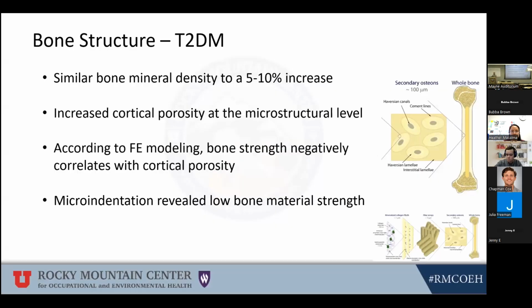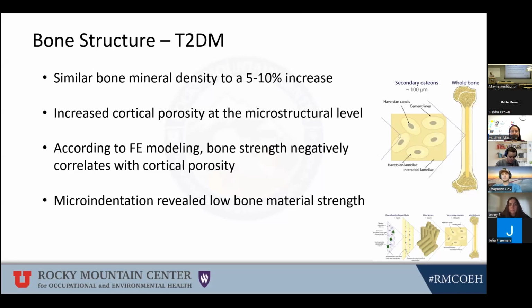Okay, so the bone structure in type 2 diabetes. Like I said, it has a similar bone mineral density as a regular control bone, and it may even have a 5 to 10% increase in bone density. So it may even have more bone than the controls. It does have increased cortical porosity at the microstructural level. That can be a little confusing to think, like it has increased porosity, but more bone.